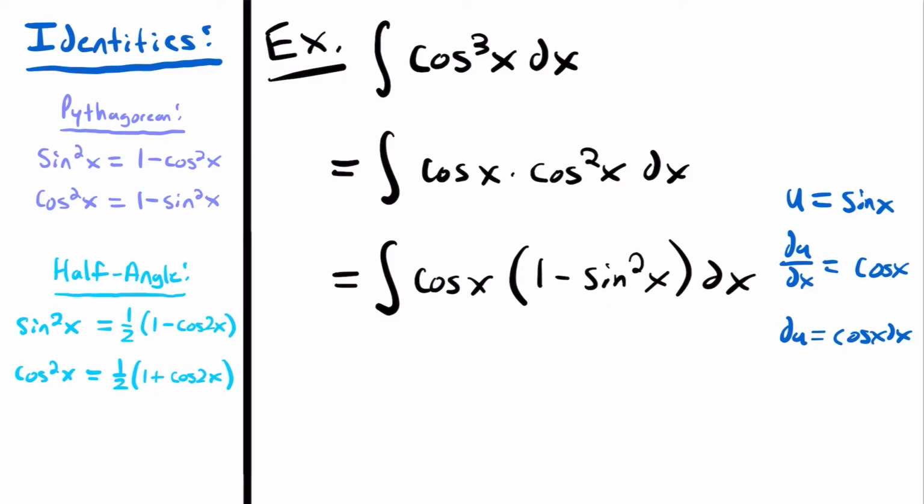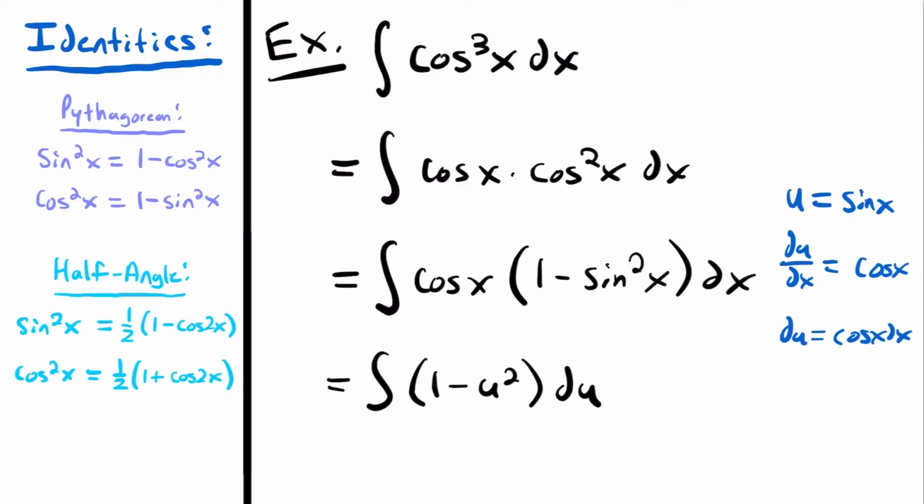So if we rewrite it in terms of u, it will be equal to the integral of 1 minus u squared times du. We replaced sine squared x with u squared, because u is equal to sine, so sine squared is u squared. And then we replaced cosine x dx with du, because that's what we found that that was equal to. And now we have a fairly simple integral that we can solve by using the power rule of integration.